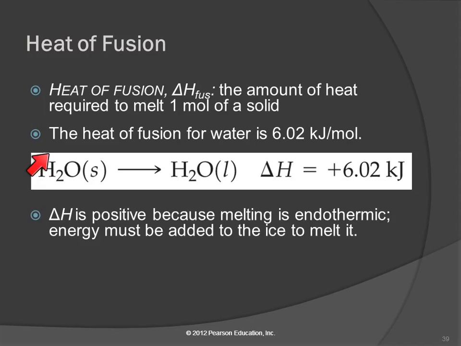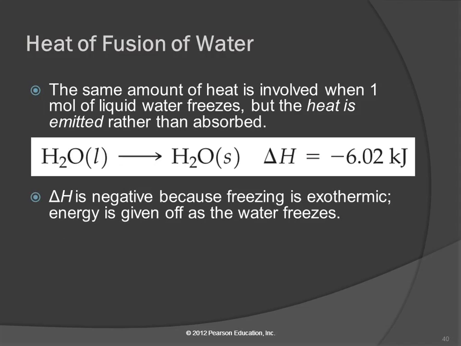So here we have solid water going to liquid water, and the heat of fusion for this is 6.02 kilojoules. This is positive because in order to melt something, you have to put energy in. Now, if you printed the slides out before yesterday, these were backwards. This one and the next one were switched around, so sorry about that. But delta H is positive. The opposite process is freezing, going from a liquid to a solid. And here, delta H is negative because the energy is being released.